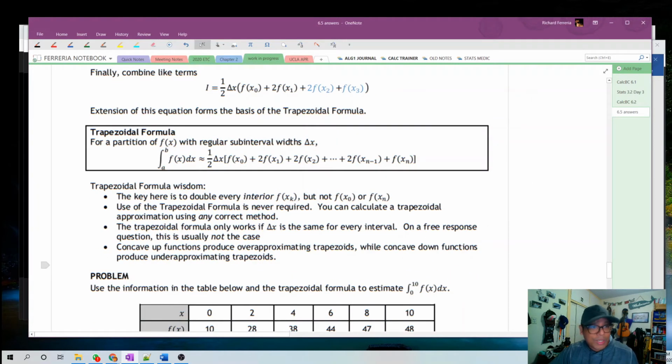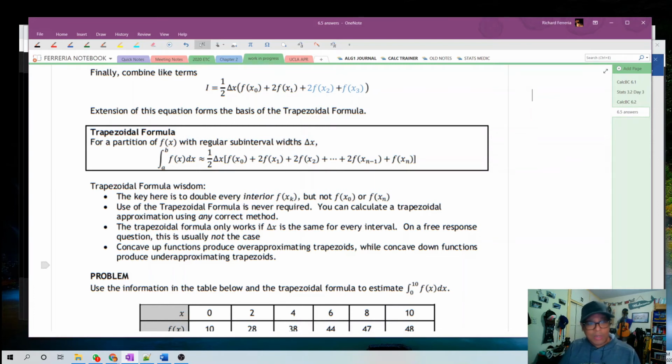So some wisdom here. The key is to double each interior f of xk, but not f of x naught and f of xn. So don't double the first one, don't double the last one, double everything else.